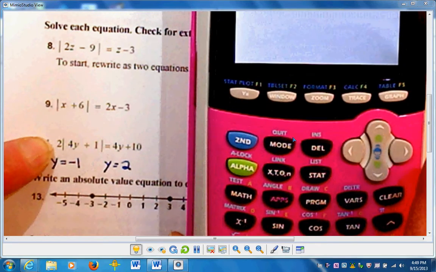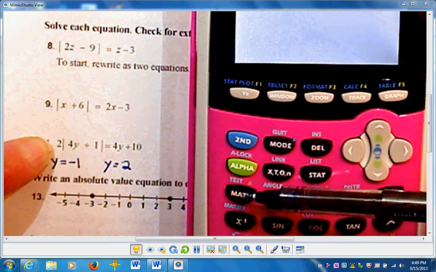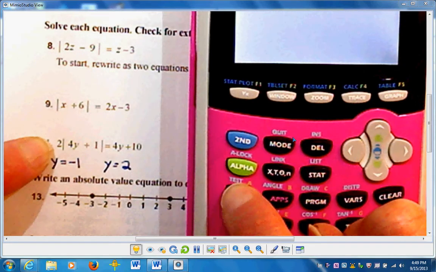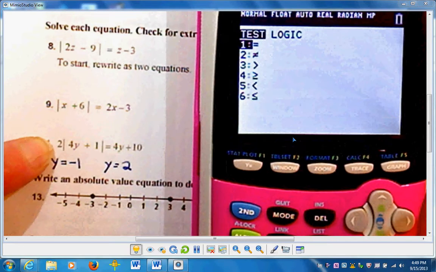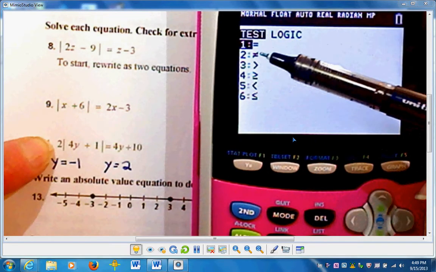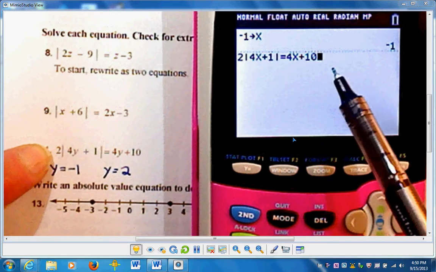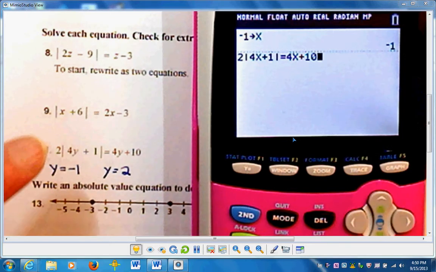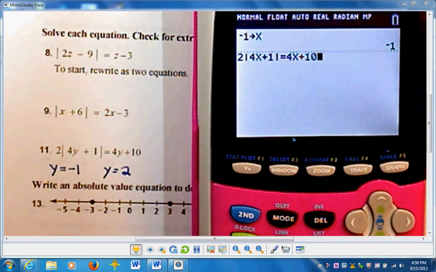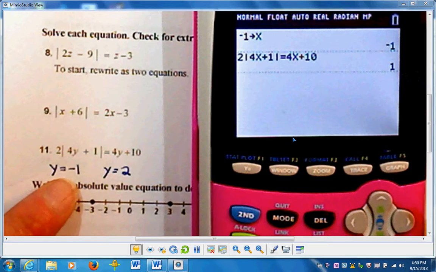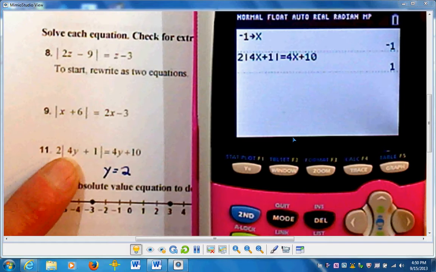So I get that equal sign by doing a test. So there's my test. So I'm going to do second math, and you'll see that I get these symbols. Well, I want an equal sign, so I'm going to put number 1, and then I'm going to just put in 4y, in this case 4x, plus 10. Okay, so if -1 is in fact an answer, remember 0 means no and 1 means yes. So I get a 1, and that means that -1 is in fact an answer that satisfies this equation.